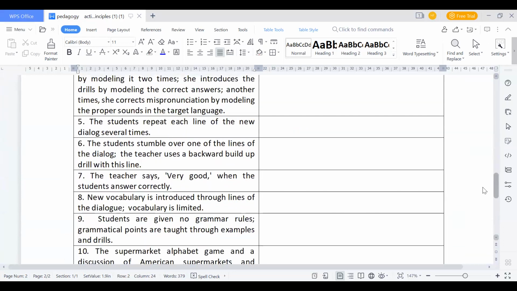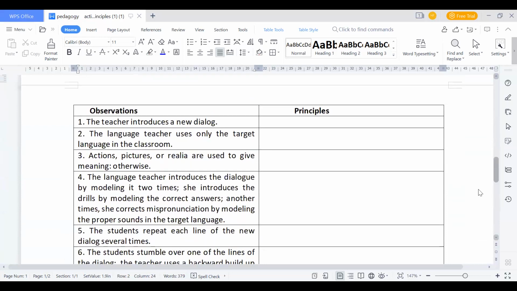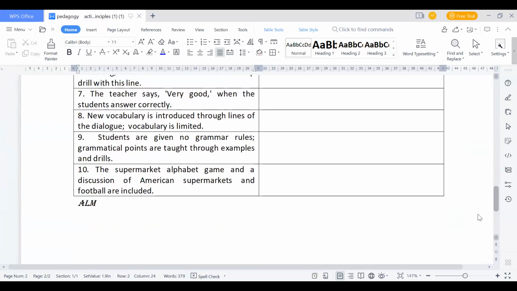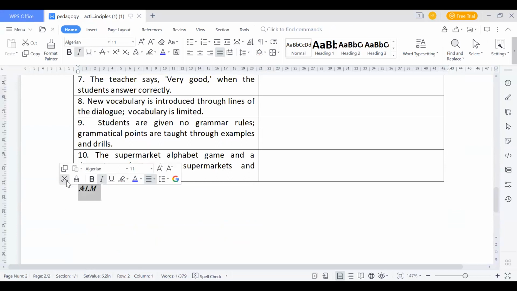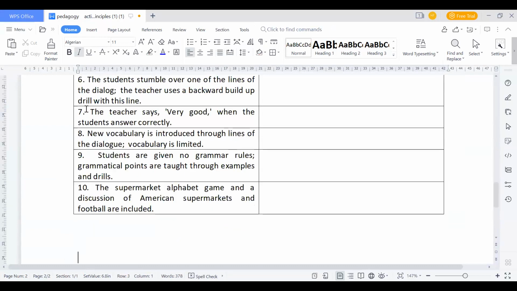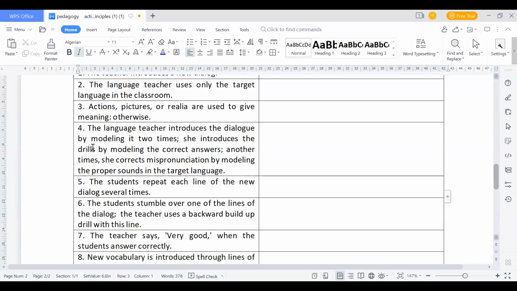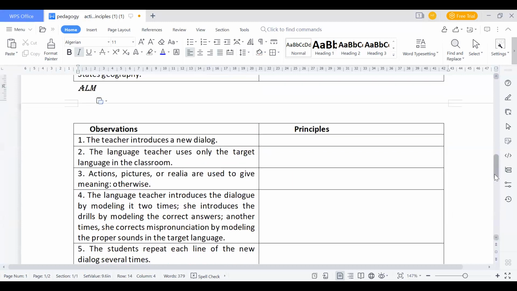Here I have another one, that is audiolingual method. Now, audiolingual method we discussed that day. It should come up. Do we think that we have time to do that, or you can do that on your own? What do you think? Can you do it on your own? We'll quickly discuss then. The teacher introduces a new dialogue.